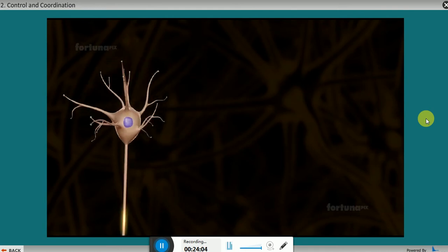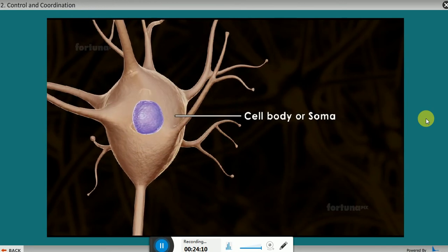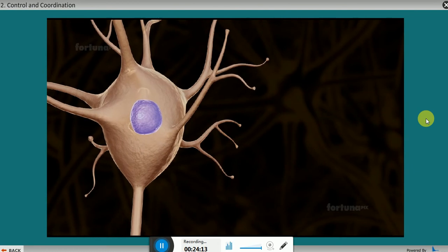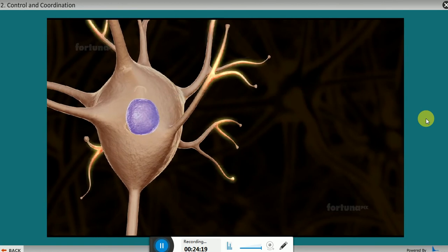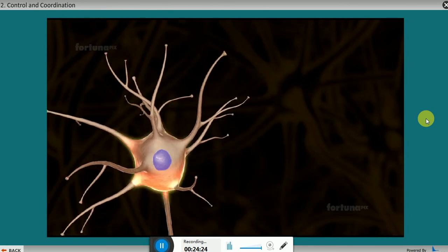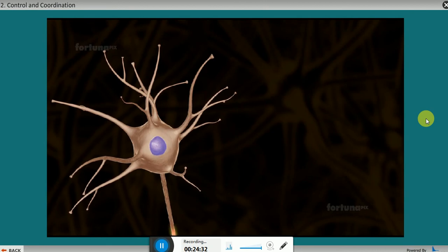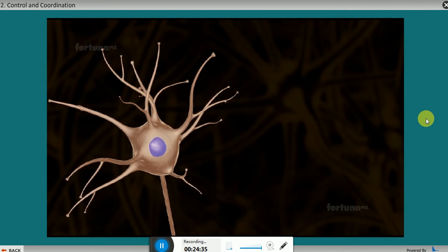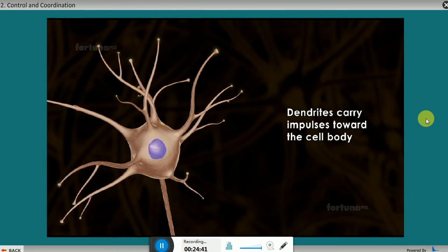The enlarged part of the neuron is the cell body, sometimes referred to as the soma. This is where both the cytoplasm and the nucleus can be found, and the metabolic activity will occur here. Extending from the cell body are several short, branched extensions known as dendrites. These receive the neural impulses from receptors or from adjoining neurons, which allows them to communicate with nearby cells. It is only dendrites which carry impulses toward the cell body.